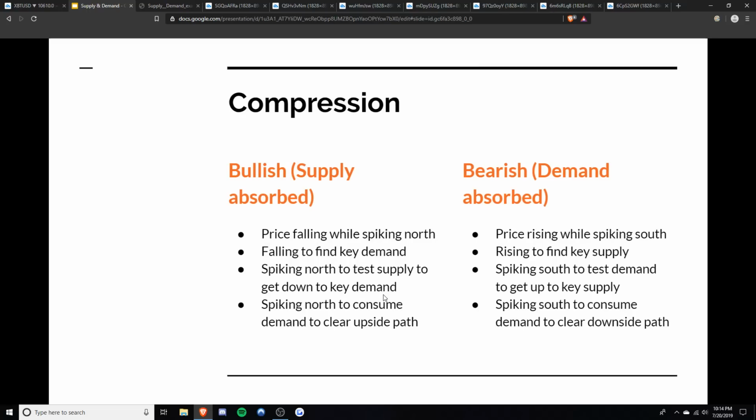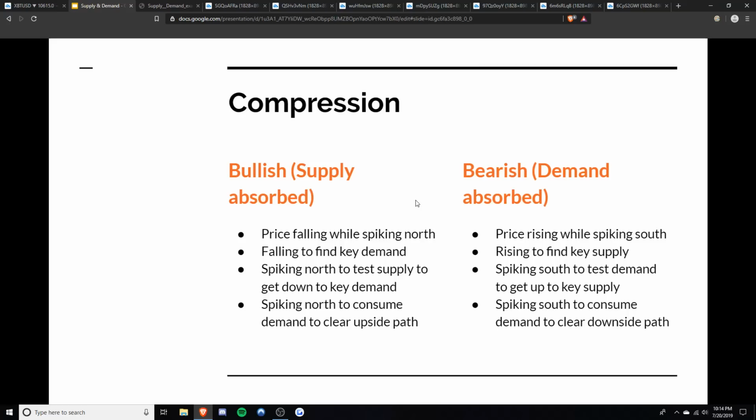Another key thing to look at is compression. It is very important. It's basically looking at absorbed orders and consumed orders. In the bullish case, the bullish compression zone is where supply is being absorbed. So imagine price is falling while spiking north. It's falling to find key demand so it can reverse. But at the same time, while it's falling down, it's spiking north.